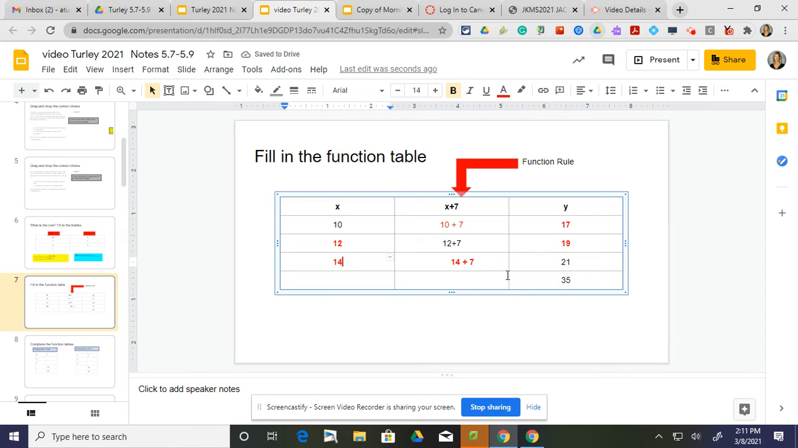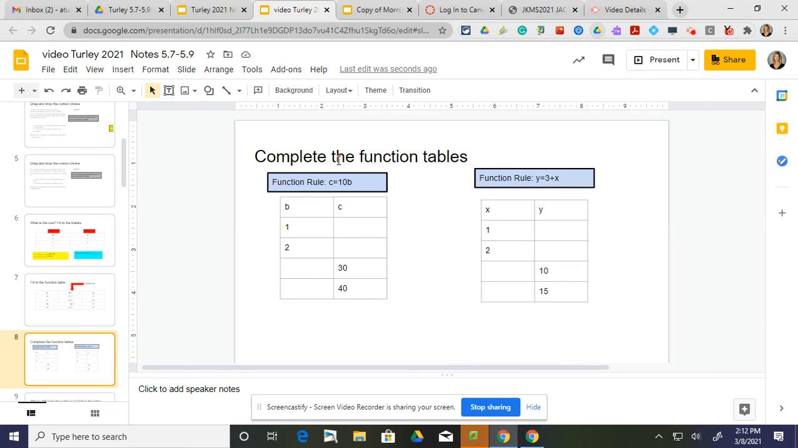Okay, here, again, we're going backwards, so we could subtract 7 to get 35 minus 7 would be 28, because 28 plus 7 is 35. Okay, now it just says complete the function tables. I'm going to go ahead and do those, and you do them as well on yours.